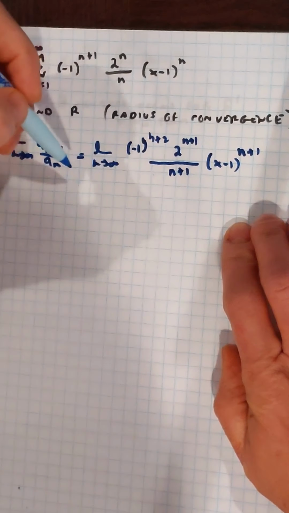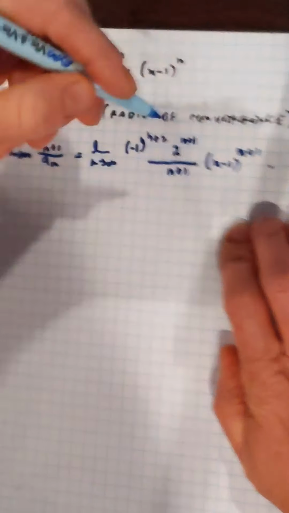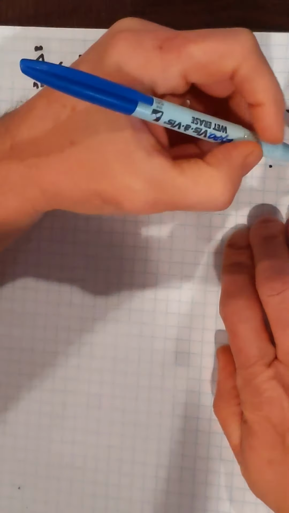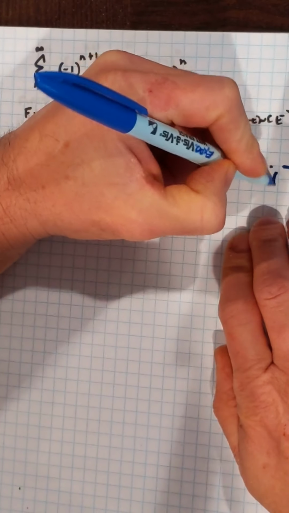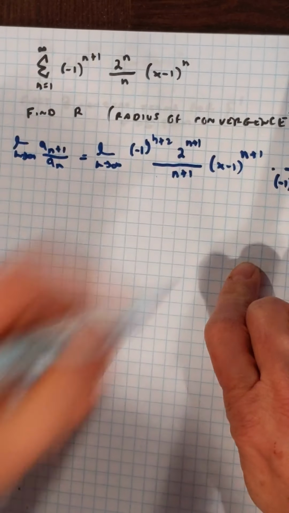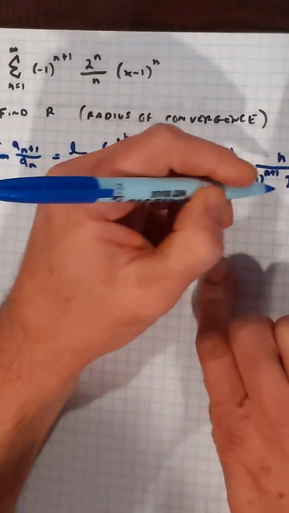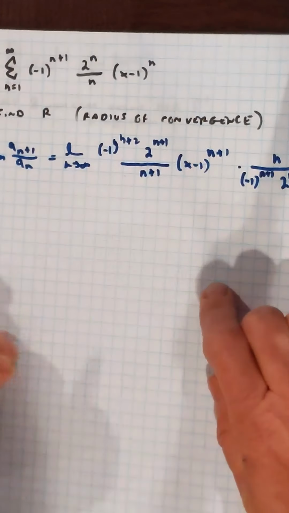nth term. Now I'm going to take the a sub n, instead of dividing by, I'm going to multiply by its reciprocal. So the only term I have here that's on the bottom is n, so I'm going to put it on top. The rest I can put on the bottom. So negative 1 to the n plus 1, 2 to the n, x minus 1 to the n.